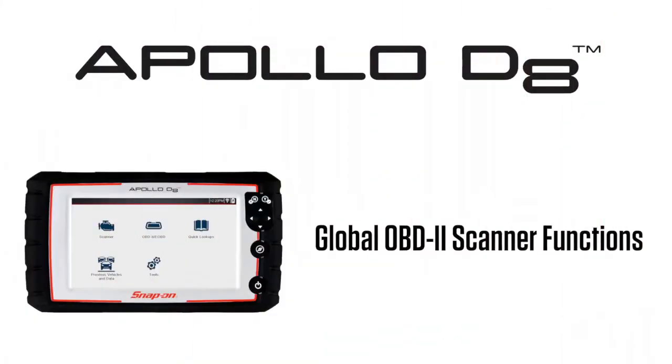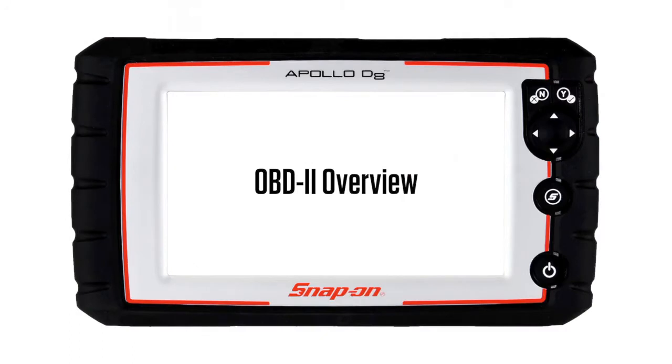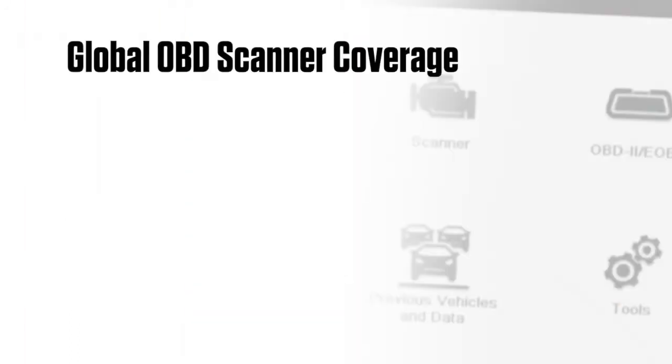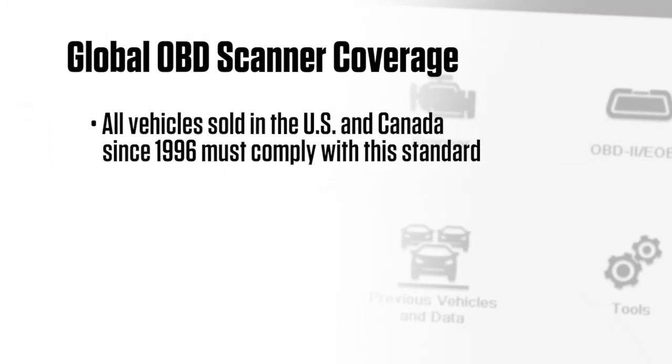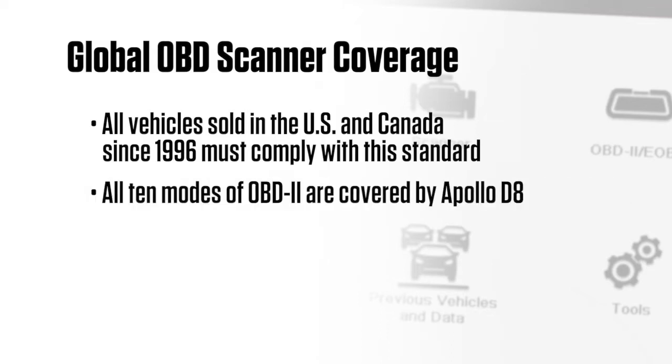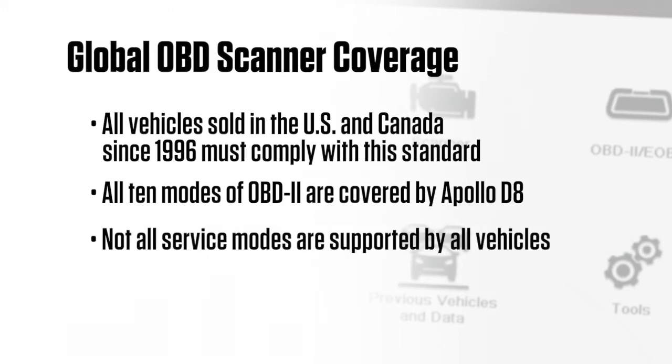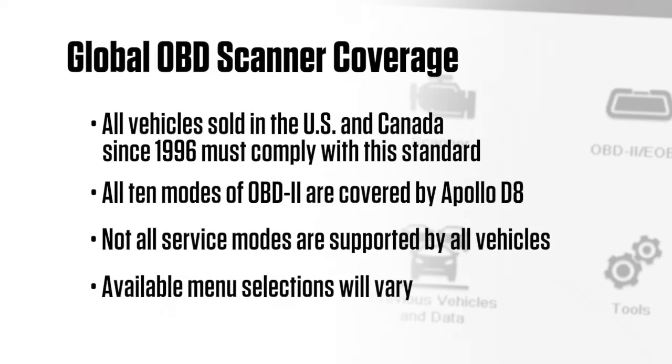This module covers the use of global OBD-II scanner functions. Global OBD scanner coverage is strictly related to emissions-related coverage and is universal in that all vehicles sold in the U.S. and Canada since 1996 must comply with this standard. All 10 modes of OBD-II are covered by this tool and are accessible by selecting the OBD-II icon on the home screen. Not all service modes are supported by all vehicles, so the available menu selections will vary.